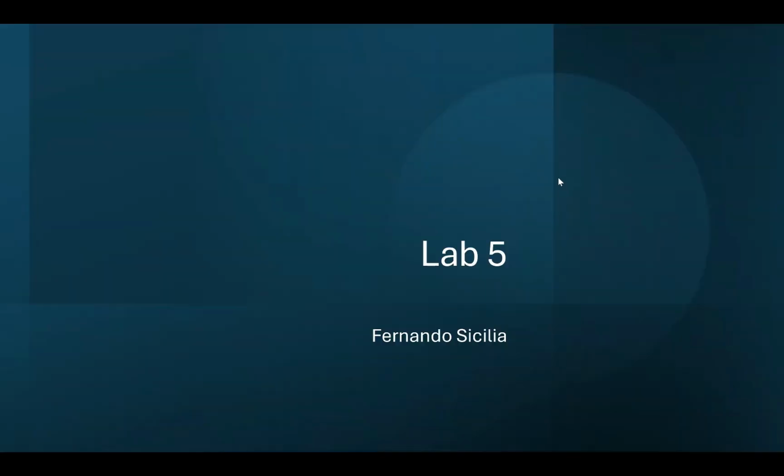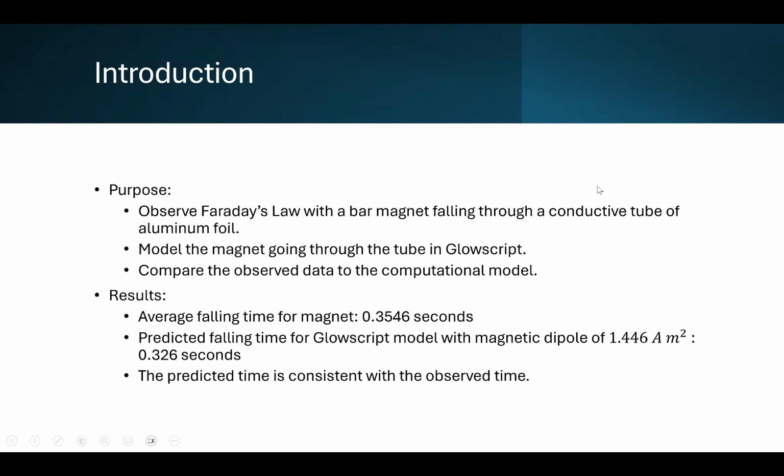This is lab 5. The purpose of this lab is to observe Faraday's law with a bar magnet falling through a conductive tube of aluminum foil, to model the magnet going through the tube in GlowScript, and to compare the observed data to the computational model.